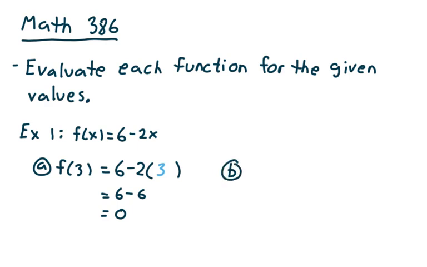In B, suppose I had f of negative 2. So wherever I see an x, I'm going to replace it with negative 2. So this is 6 minus 2 times negative 2. But this is equal to 6 plus 4 because negative 2 times negative 2 is positive 4. And then 6 plus 4 is 10. So that's part B.